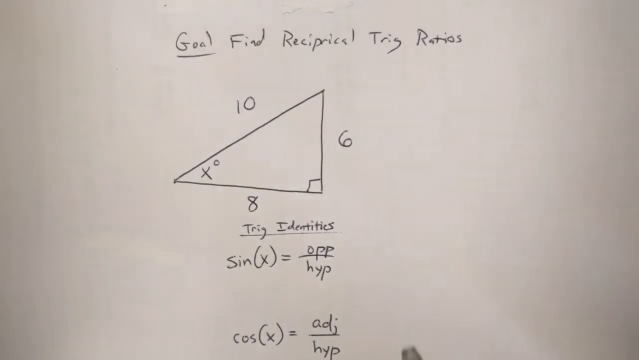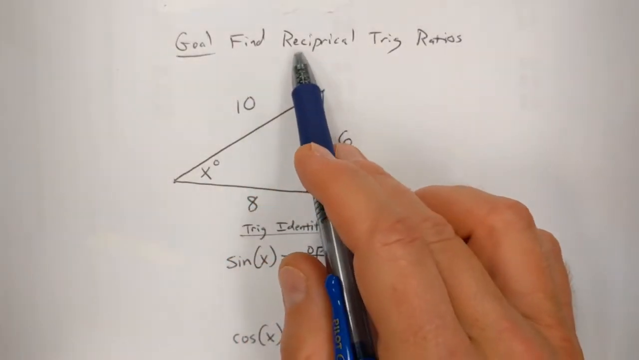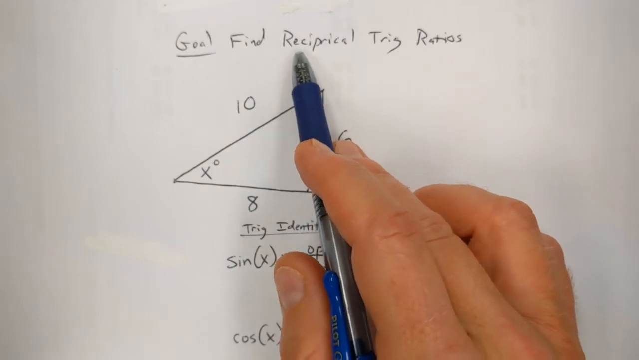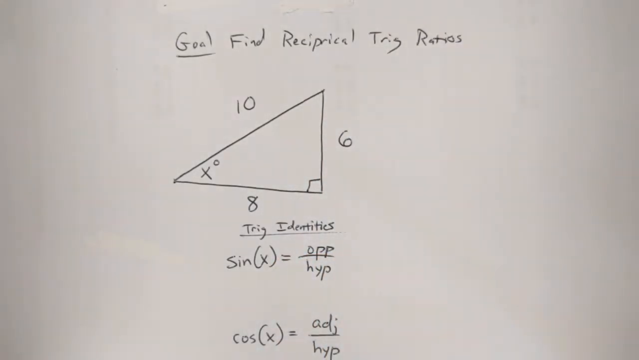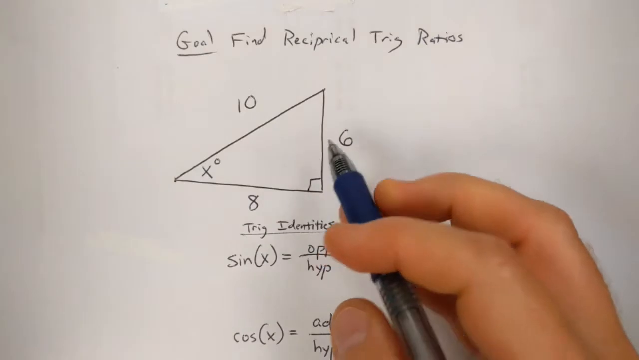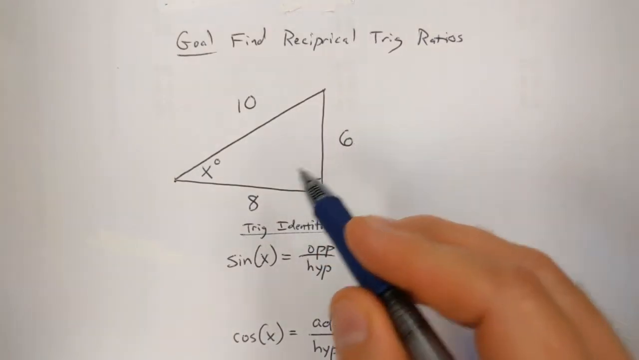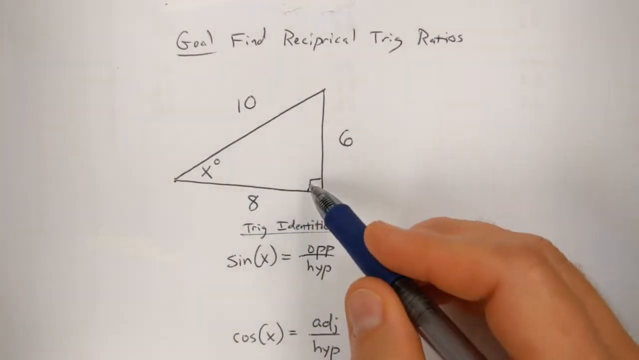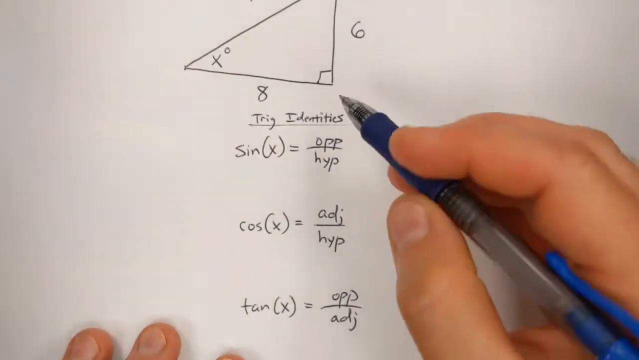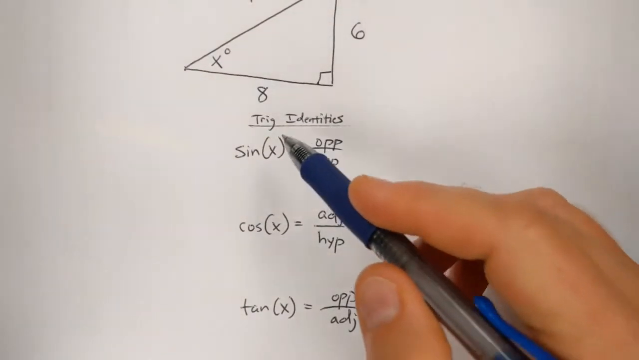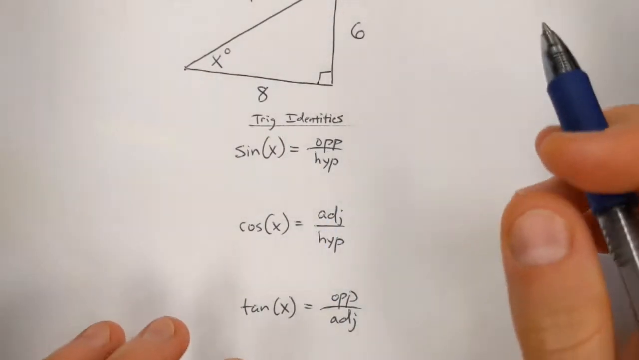In this lesson, we're going to find and define what are called the reciprocal trig ratios. Here we have a right triangle. This leg is 6, this leg is 8, this leg is 10. It's a right triangle. We know the original 3 trig identities: sine, cosine, tangent.